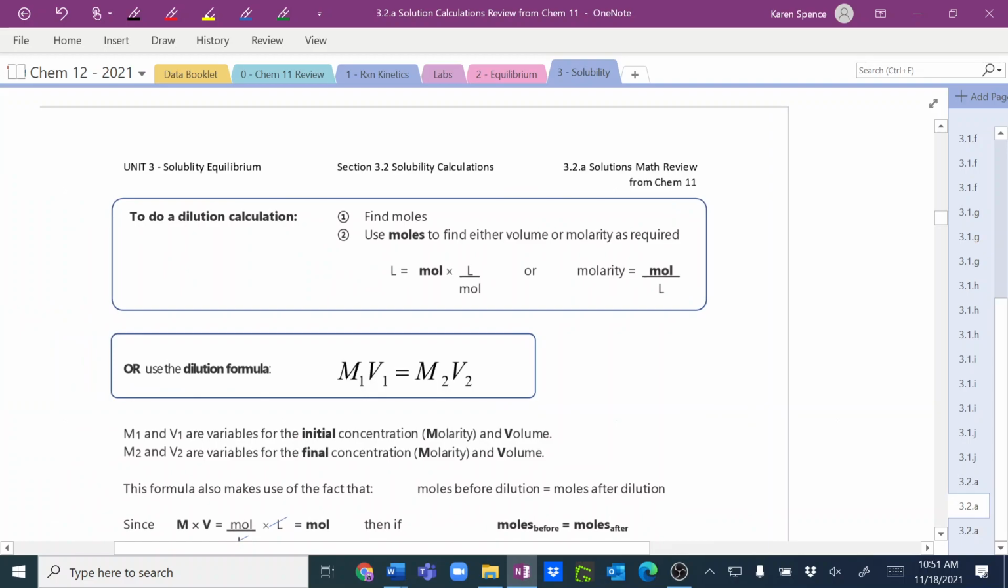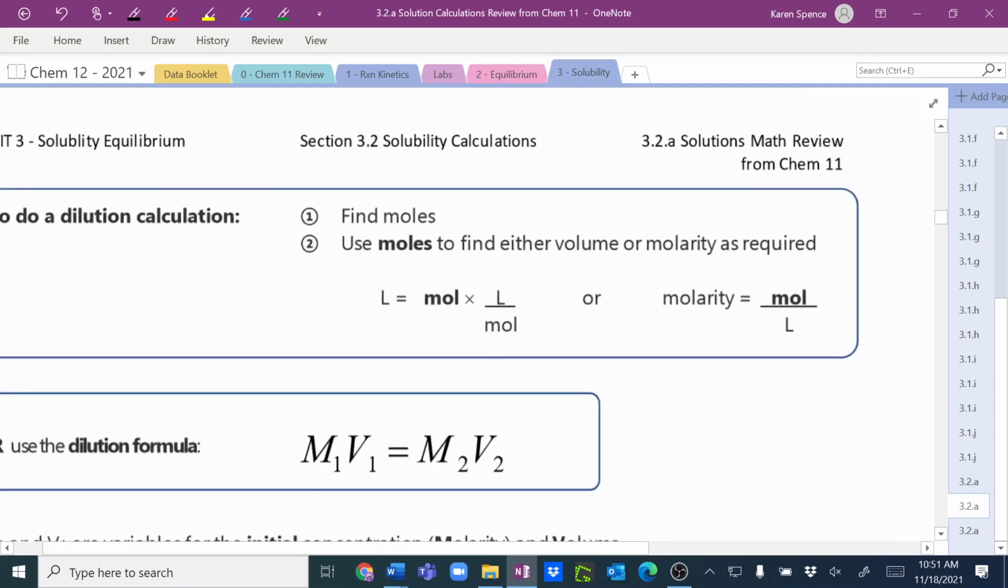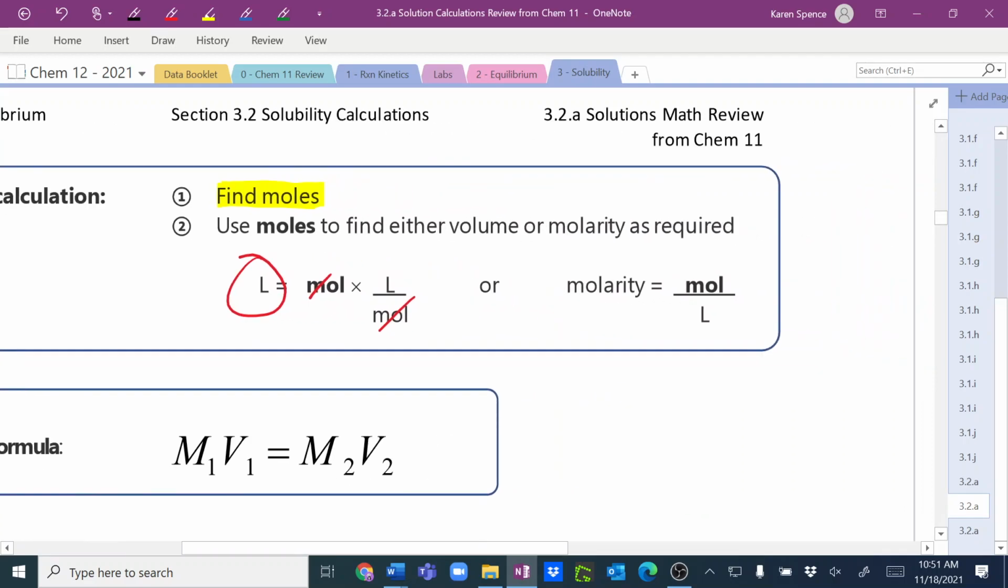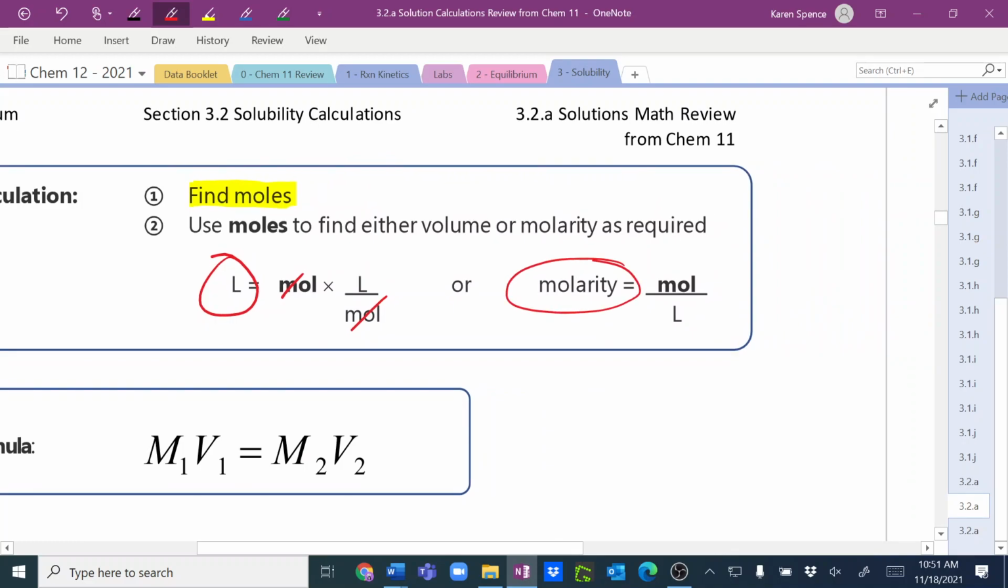So basically, if you are doing a dilution calculation, there are 2 ways that you can do it. Step 1 is always going to be to find the moles. And then depending on what you are asked for, you might be asked to find the liters, in which case you'll take those moles and multiply by liters per mole, and that will leave you with liters. Or you will be asked to find the molarity, which is moles divided by liters, so you will take those moles and divide by whatever your final new volume is. Okay? So that's method 1 of doing these problems.